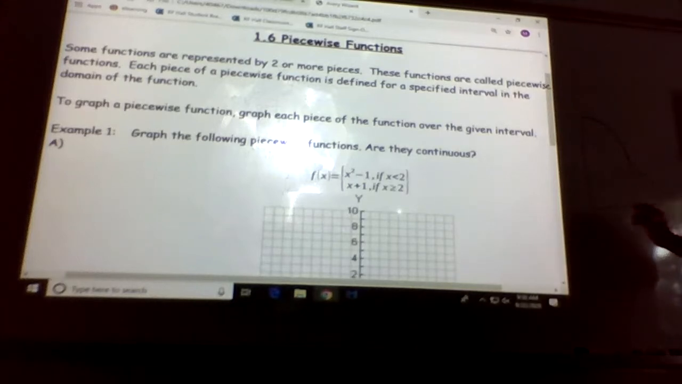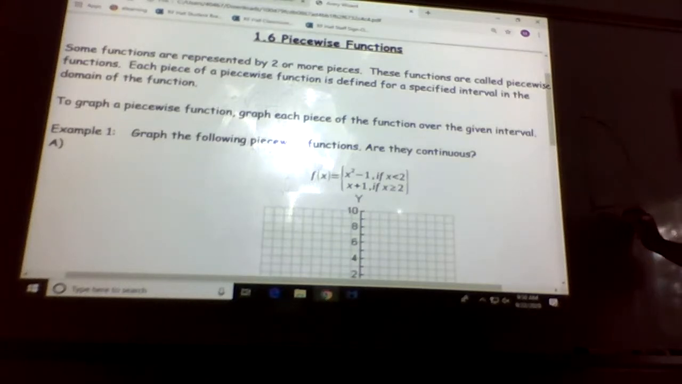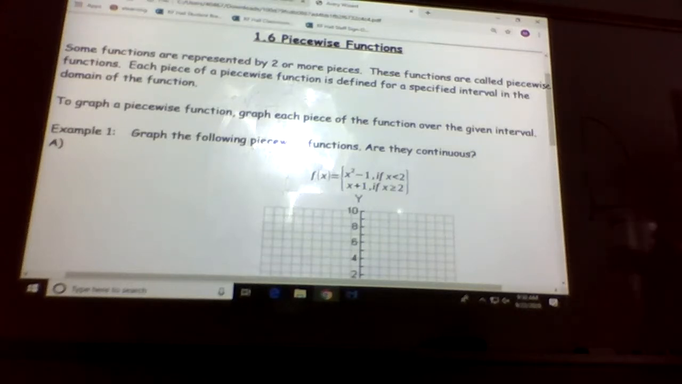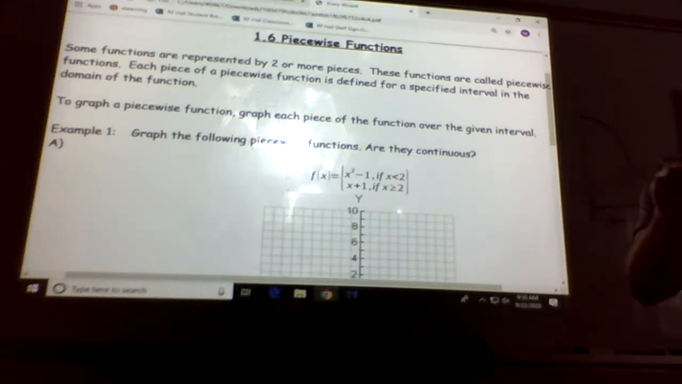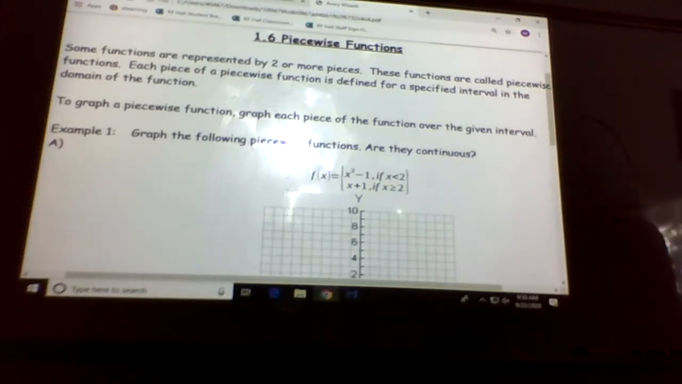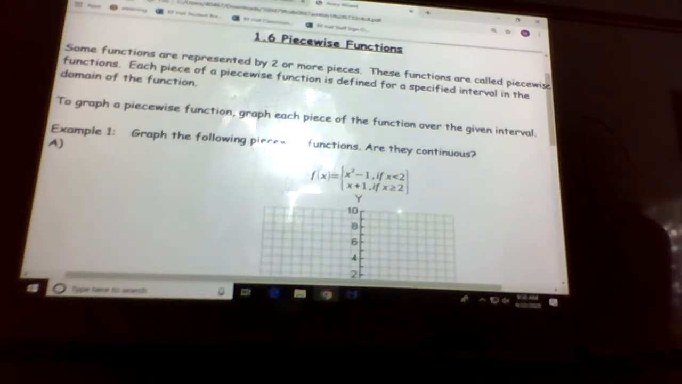So for instance, if you're jumping from a plane, this part here might be the first, I don't know, 30 seconds. So your domain will go from 0 to 30. And then this part might be another 30 seconds, so from 30 to 60. So each piece has its own domain. It has its own x values associated with that piece. That's what that means. To graph a piecewise function, just graph each piece individually over the interval, and that's it.